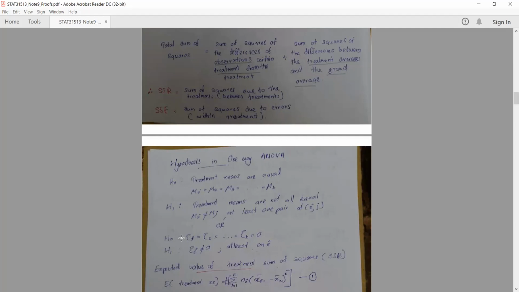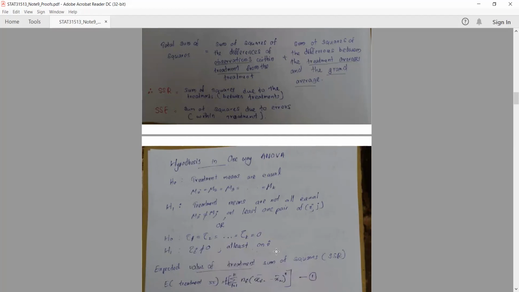And if you're going to use the treatment effect model, you can write down your hypothesis using tau i values. That is, your H naught is tau 1 equal to tau 2 up to tau k equal to 0. That is, all the treatment effects are equal and equal to 0. And in this case, H1 is tau i not equal to 0 for at least one i. That is, at least one treatment effect is not equal to 0.